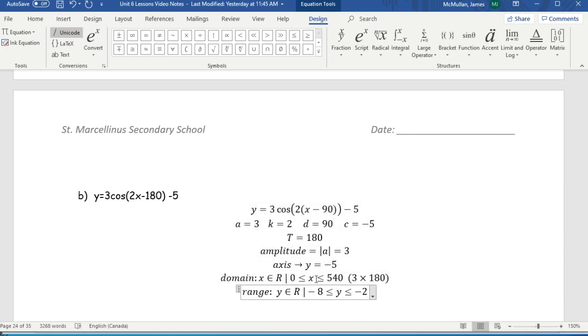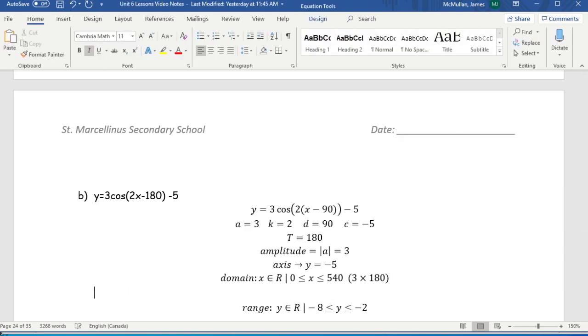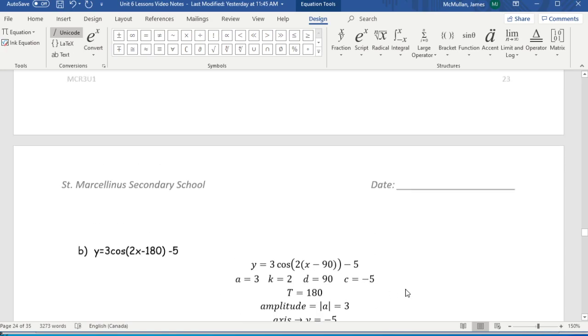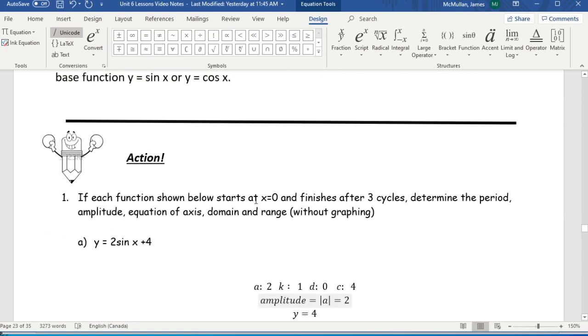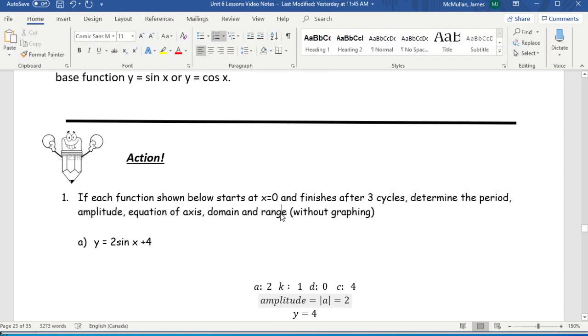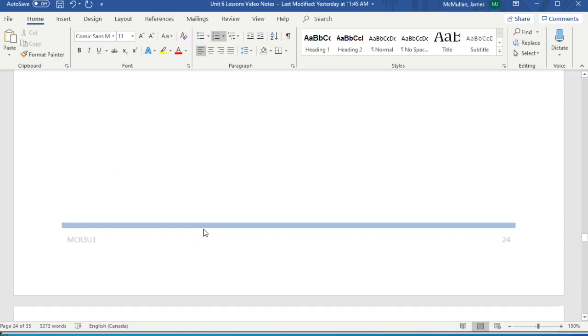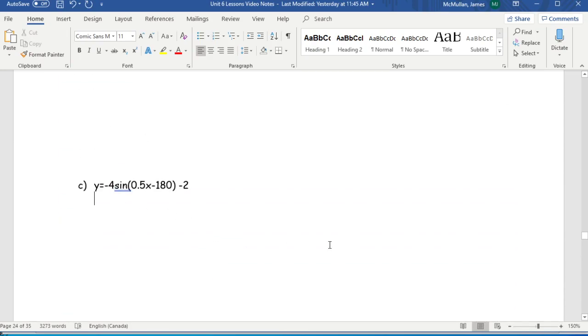Now, the d value actually doesn't do anything here. If you want to, you could say phase shift 90 units right, but it told us the graph starts at 0. So it isn't going to change where the graph starts and finishes. We weren't even asked to do the phase shift anyway, so I'm just going to put it down so you know it, but it doesn't ask for it.